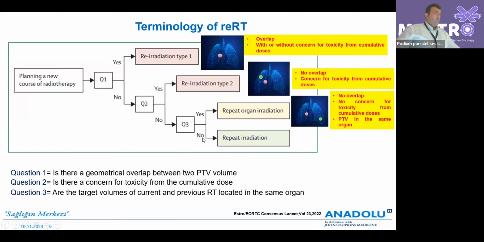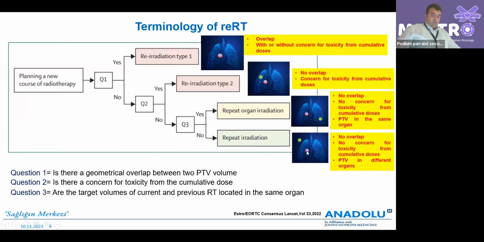If your answer is no, which means that you are doing a repeated irradiation, then your second volume is completely outside the volume of the first organ, which means that there is no overlap and no concern for toxicity, because you are irradiating a completely different organ, and the PTVs are in a different organ, so you can safely do this kind of irradiation. So we should concentrate, of course, on re-irradiation type 1 and type 2. And if you don't have any toxicity problem, maybe repeated organ irradiations could be important in clinical scenarios.